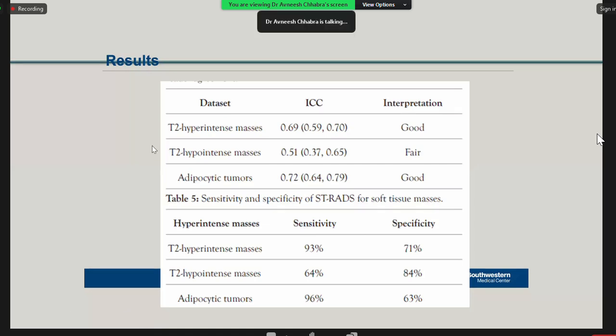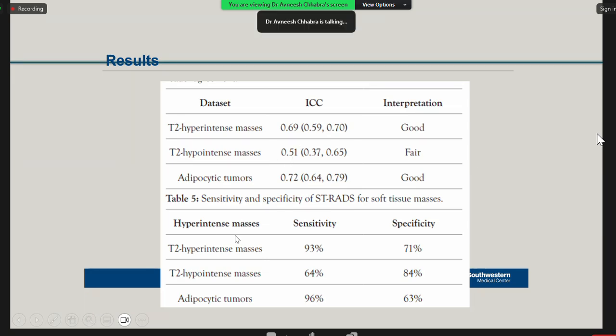So if you look at the results, for the hyperintense lesions, the ICC was 0.69, moderate. For T2 black lesions, which are harder lesions to diagnose, they again went to moderate, 0.51. So 0.5 to 0.75 is moderate. For adipocytic tumors, it's getting to that good level, right? It says good, fair, good, but you can use different scales. But they were not bad, except for this T2 hypointense.